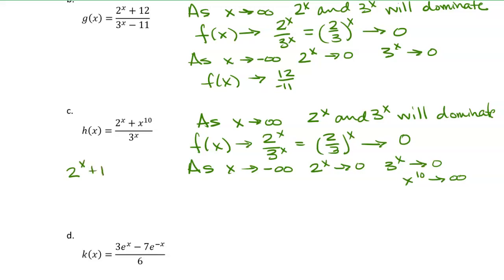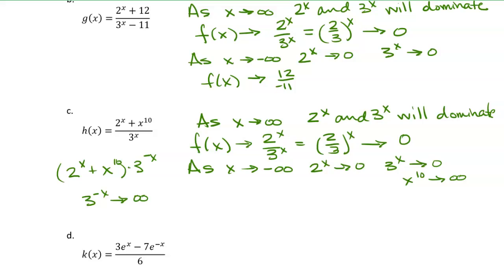But we could rewrite this as 2 to the x plus x to the 10th, times 3 to the minus x, right? And now 3 to the minus x, as x goes to negative infinity, goes to infinity. So again, this is sort of like in the last example. The numerator is going to infinity, we rewrote the denominator as 3 to the minus x, so we could multiply. So we got infinity times infinity.